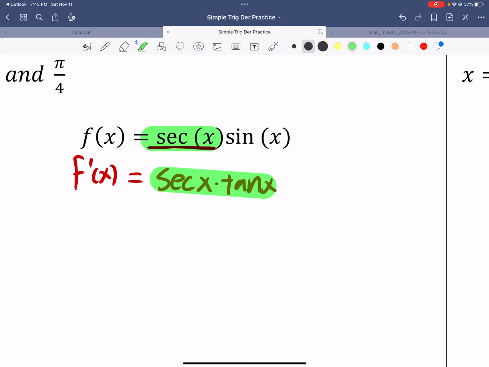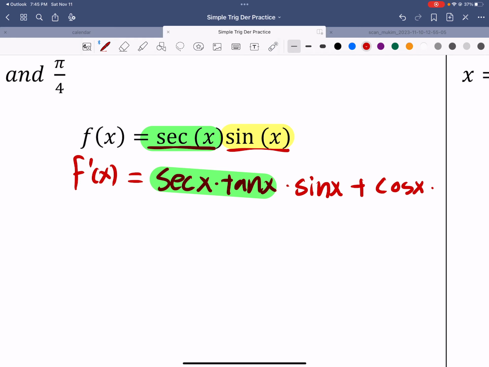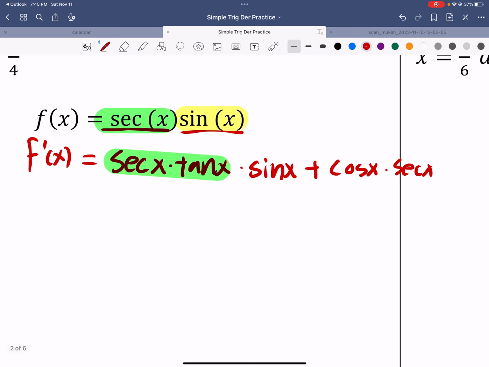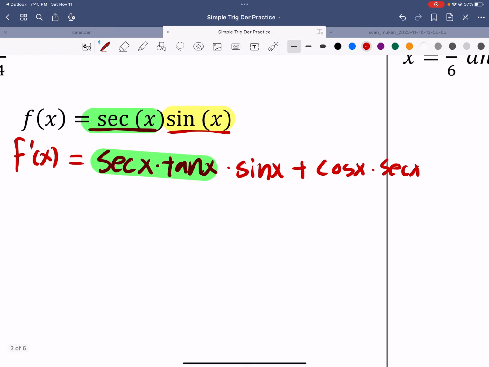Okay. But you also have to multiply by sine x by the product rule, plus derivative of sine x, which is cosine x, times copy secant x. That's what you can do. And you can simplify this one, whichever you want. So that's one thing that you can do.